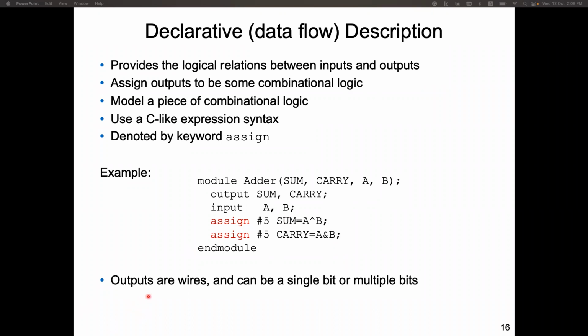So the outputs in an assign statement are wires. Wires, not registers, are wires. I will talk about variables later. But in general, there are two types, wires and registers. But these wires can be a single bit or multiple bits.